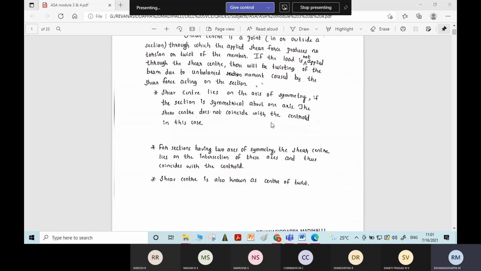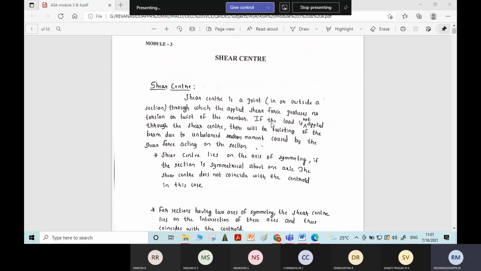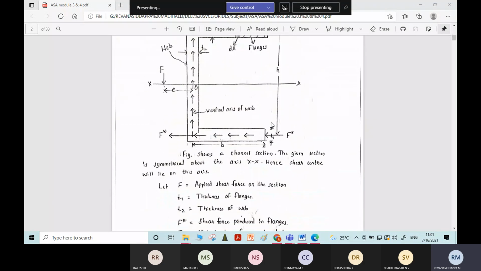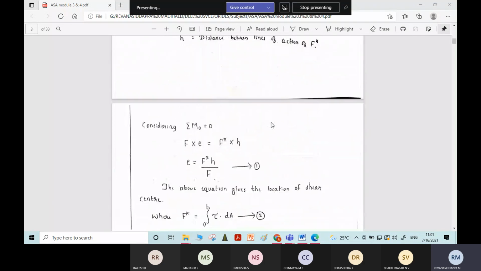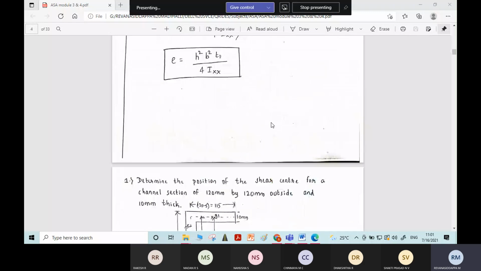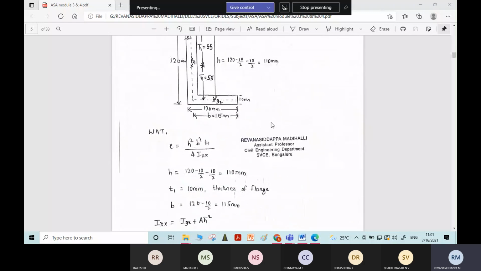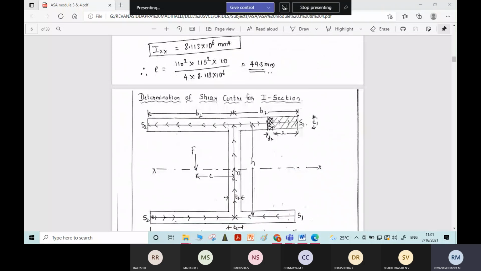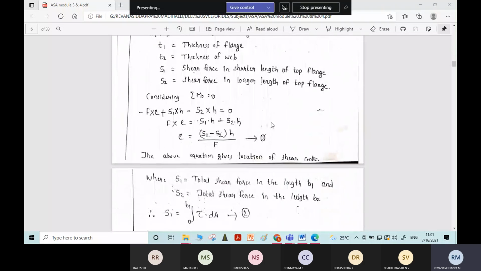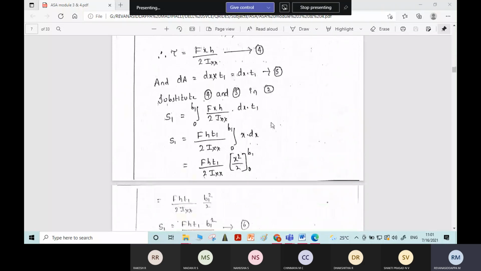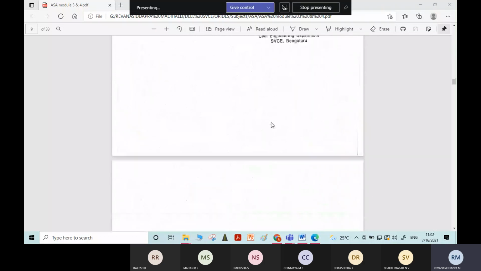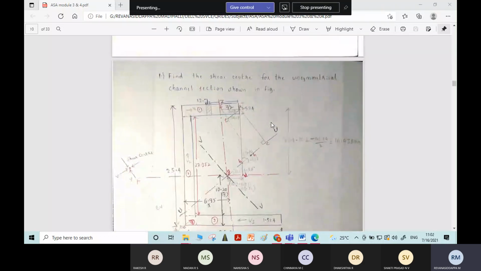I'll discuss model 3 and the 4. Model 3 is shear center. For symmetric sections, whether the section is symmetric about the x-axis and the y-axis, the procedure is very simple. You can understand by yourself, no problem. What I'll do is skip these symmetric section problems and go to the unsymmetric sections here.